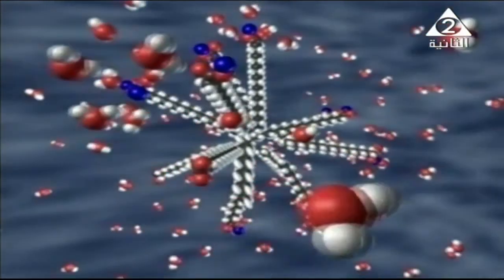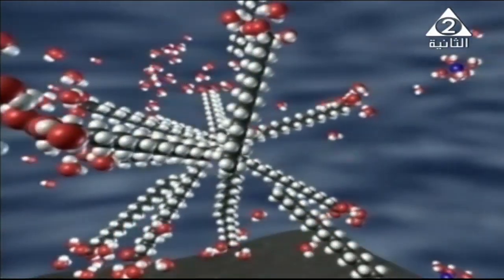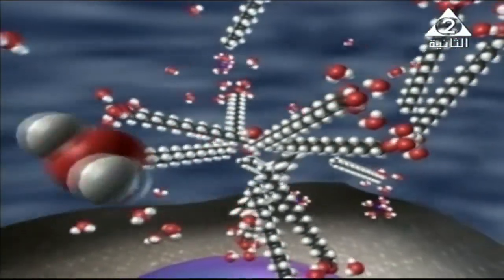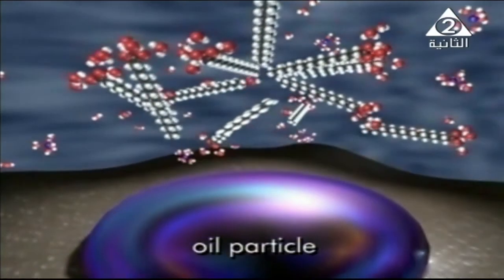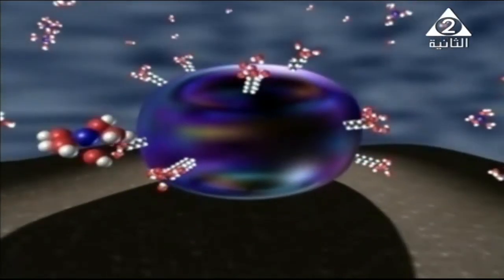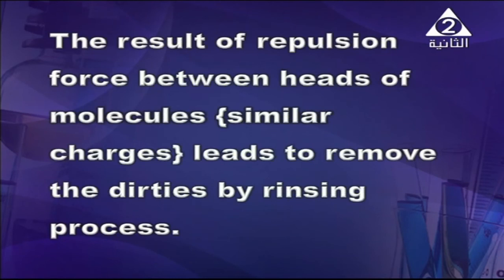Dear student, we show the detergent structure, head and tail. The ionic head and the tail will be directed in the water such that the tail is directed toward the dirt and textile, while the head is directed toward the water. With any mechanical rubbing, the heads, having similar charges, will be repelled from each other as small poles, and so the dirt can be removed from the textile as shown on the screen. So the repulsion force between the heads of the molecules leads to removal of the dirt by the rinsing process.